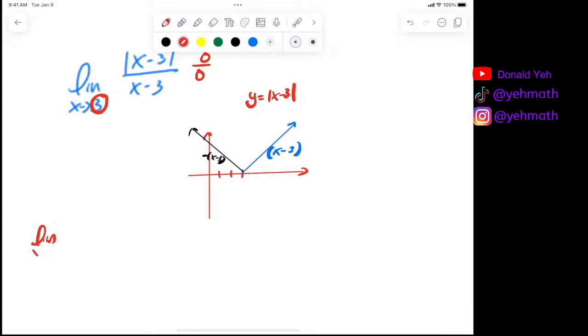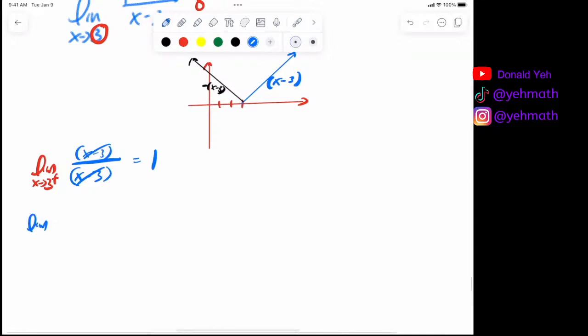I'm going to do the limit as x approaches 3 from the positive side. If I approach 3 from the positive side, which equation do I use? Do I use the black function or the blue function? The blue function, right? So it'll be x minus 3, and I don't worry about absolute value anymore because I only approach 3 from the positive side. And this is x minus 3, and this will cancel out. This will happen to be 1. So if we approach 3 from the positive side, it's 1.